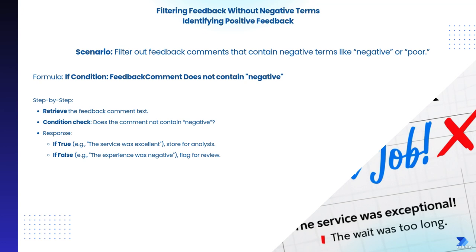Step-by-step explanation. Input data. Retrieve the text of the feedback comment. Condition check. The flow checks if the comment does not contain the substring negative. Response. If the comment is, "The service was excellent," the condition returns true. Store the feedback for further analysis. If the comment is, "The experience was negative and disappointing," the condition returns false. Flag the feedback for immediate review.